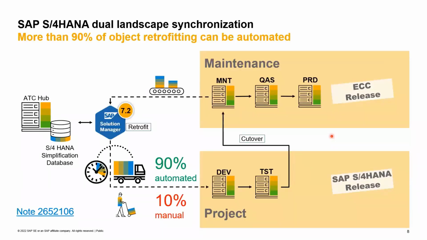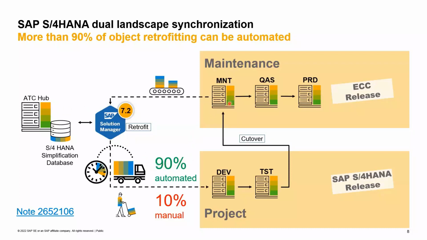We differentiate two options. The first is the continuous retrofit, which is shown on this slide. You have an ongoing maintenance track based on ECC, for example, and you have a new SAP S/4HANA release. You have Solution Manager in place based on 7.2, minimum SP8. Based on that, you also have the integration into the S/4HANA simplification database with an ATC hub, for example. Therefore, 90% of all the work can be automated, reducing the manual effort to about 10%.